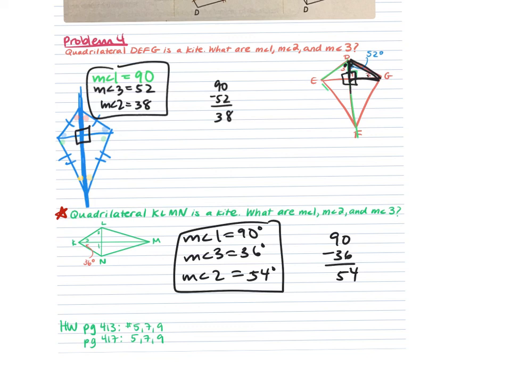Okay, and you can see here we got the measure of angle 1 is 90. These two have to be the same, so the measure of angle 3 is 36, and then since this is a triangle, this is 90. These two have to add up to 90. 90 minus 36 is 54. Okay, and there's the lesson.